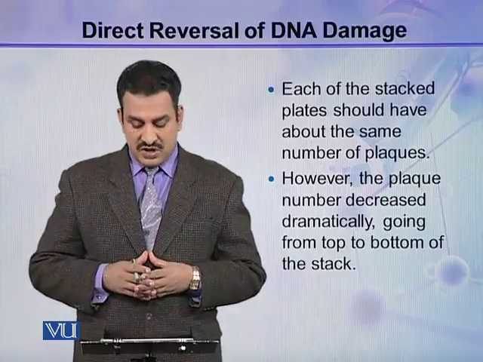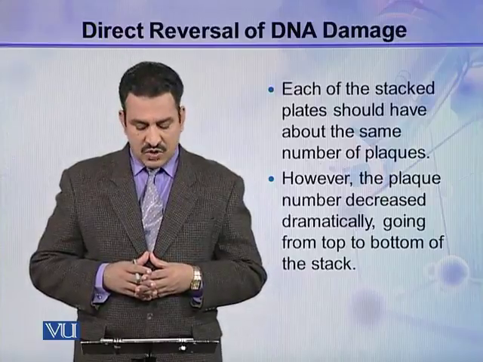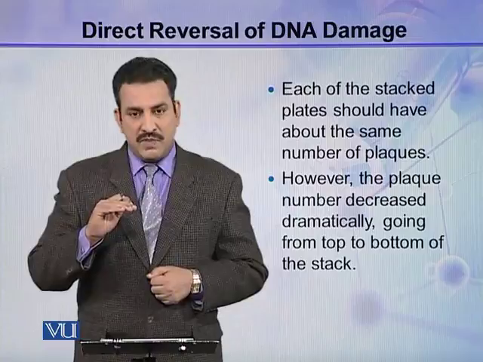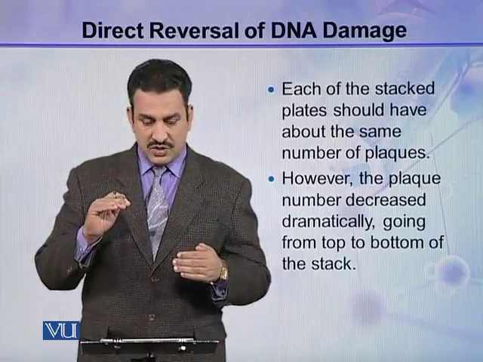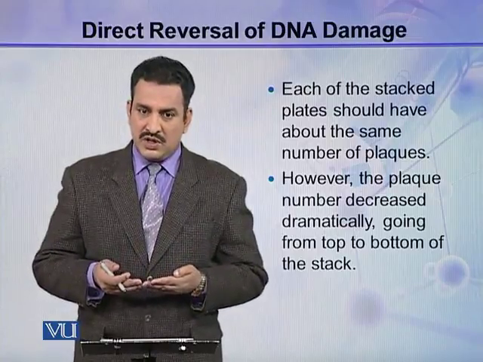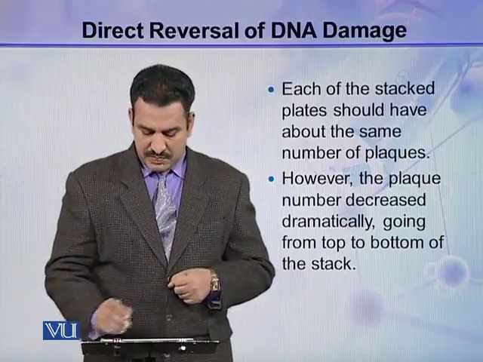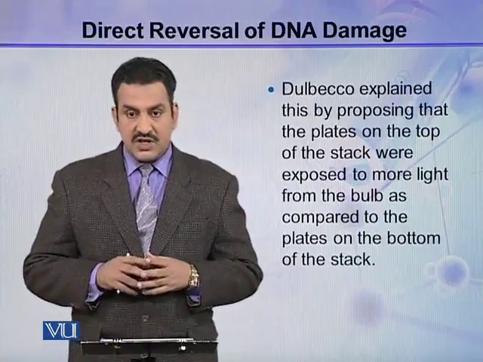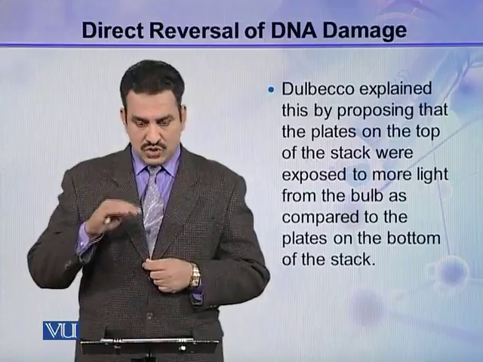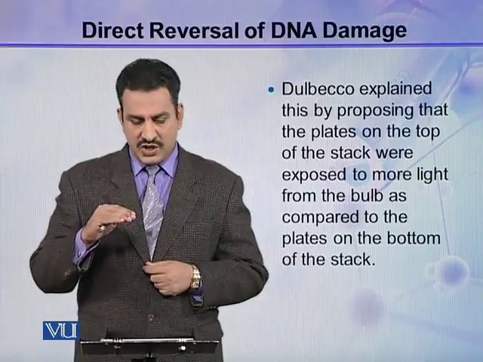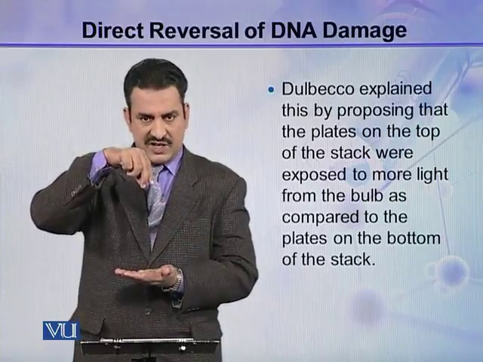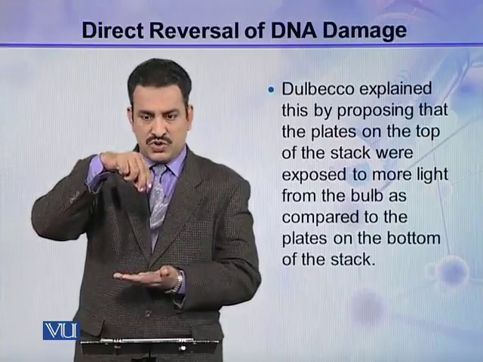However, the plaque number decreased dramatically, going from top to bottom of the stack. That is, the number of plaques decreased from top to bottom, because at the bottom the number of plaques was less. Delbecco explained this by proposing that the plates on the top of the stack were exposed to more light from the bulb as compared to the plates on the bottom of the stack, which were less exposed to the light.